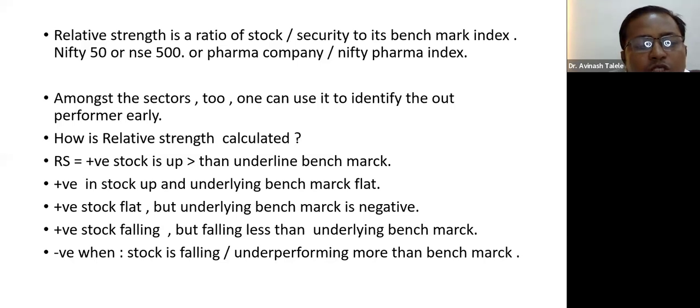Similarly, RS can be positive when the stock is up but the underlying benchmark is flat. That again means relative strength is positive. The point I want to emphasize is that even if the Nifty or the benchmark is flat, we can still find relative strength stocks which outperform the Nifty. RS is also positive when the stock is flat but the benchmark is going negative, or the stock is falling but falling less than the benchmark. This is very important when we face severe corrections. One recent example is the 2020 COVID crisis, where we had the lower circuit, approximately on 14th or 15th of March 2020. From that day onwards, Nifty corrected at least 40 odd percent.